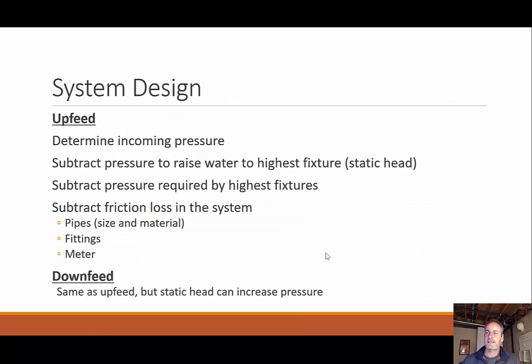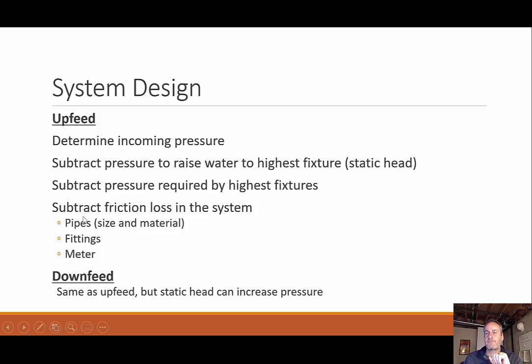When we talk about designing these systems for an upfeed, I need to determine what that pressure is coming in from the main line. If it's residential, it's probably somewhere between 40 and 60 psi. It could be higher, and I may have to actually use a pressure regulator because I could have too much pressure, like we talked about before. Once I have that incoming pressure, I can subtract for the highest fixture. That's called the static head. It's a direct relationship between pressure and height. So subtract the pressure for the height, and subtract the pressure based on the fixtures. What's my requirement for the shower head and toilet up on my upper levels? Add up all those and subtract it from how much I have coming in from the incoming pressure.